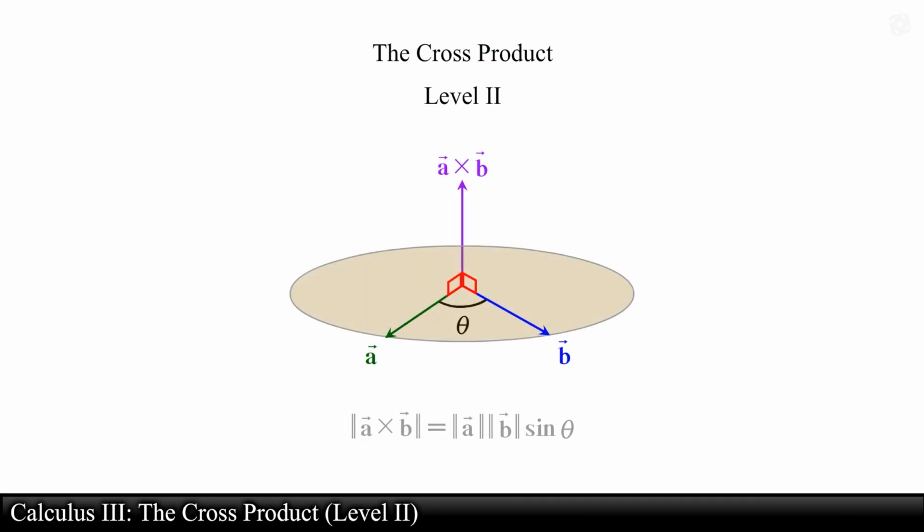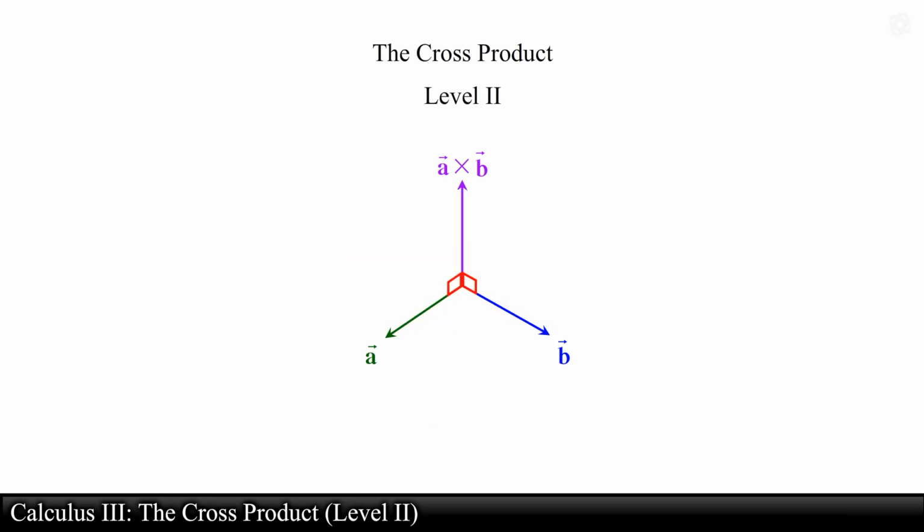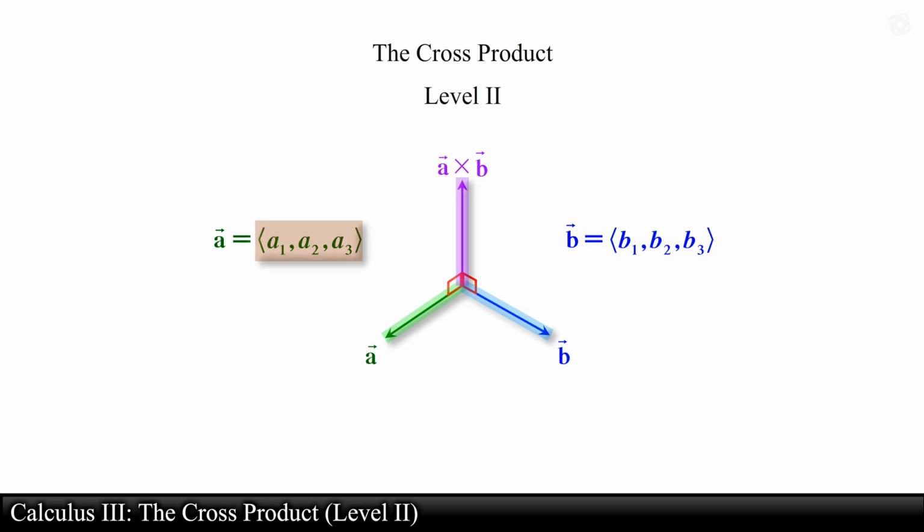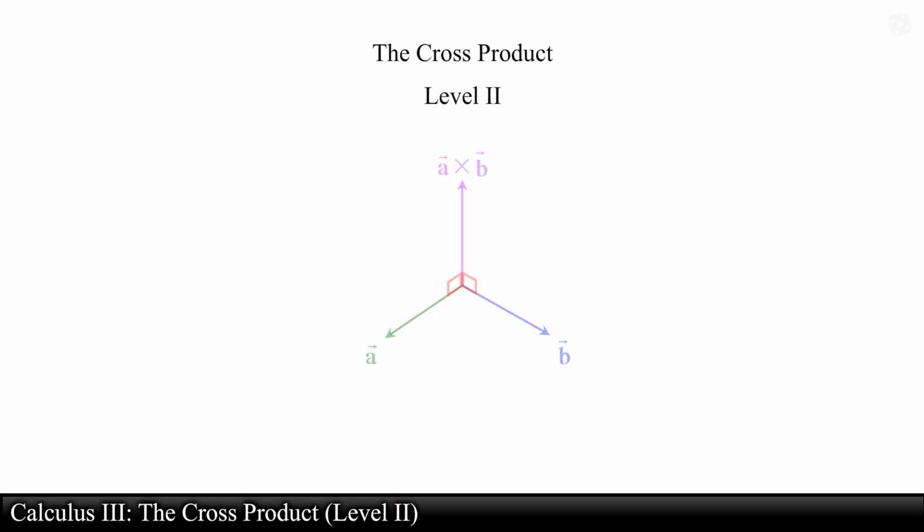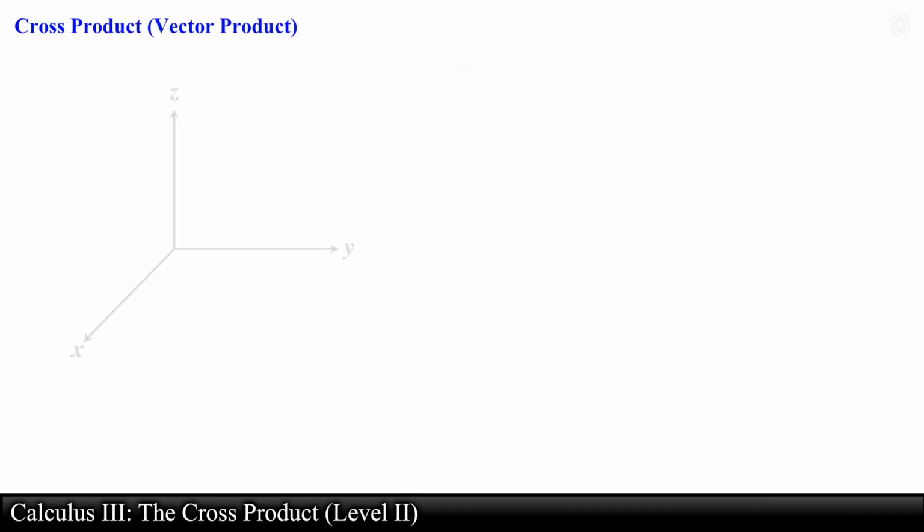The cross product, level 2. In the previous video, we covered the geometric definition of the cross product. In this video, we will derive another method to compute the cross product between two vectors in space by using their components. We can calculate the cross product A cross B directly if we know the x, y, and z components of vector A and vector B. We can calculate the components of the cross product using a procedure similar to that for the dot product.